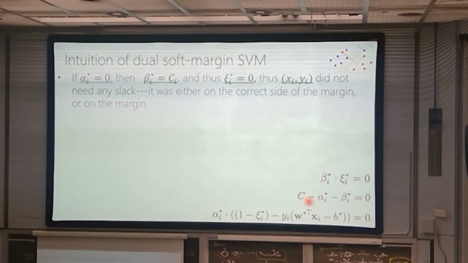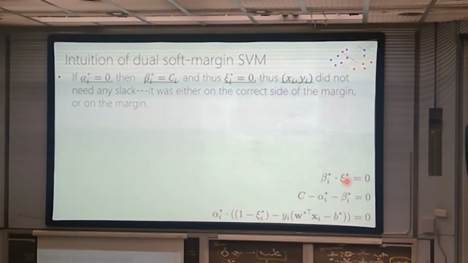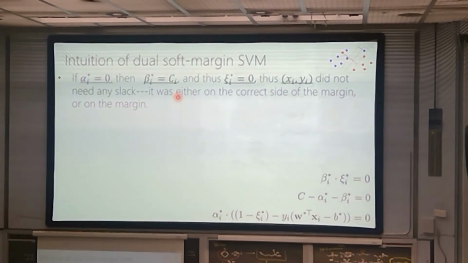And if that's true, if C is equal to B, then beta I is non-zero because C is non-zero, which means that epsilon is 0, the slack variable. So I can use these two conditions here to conclude that the slack variable is 0. And what that means is that the I training point didn't need any slack, so it's either on the correct side of the margin or it was on the margin. That's kind of cool, right? That you can get this out of the Lagrangian and the KKT.